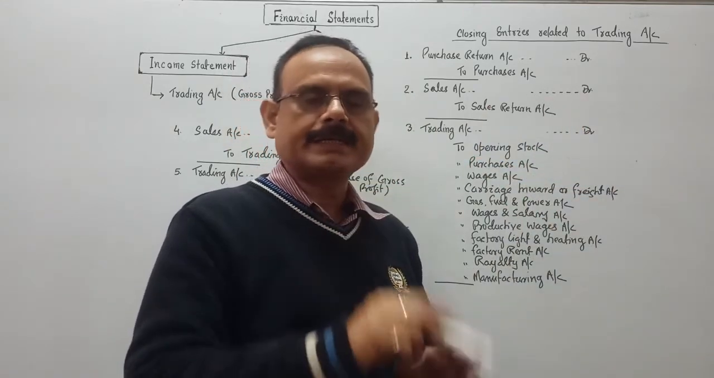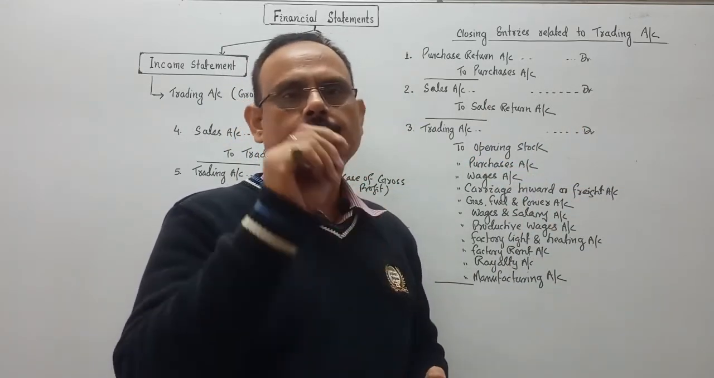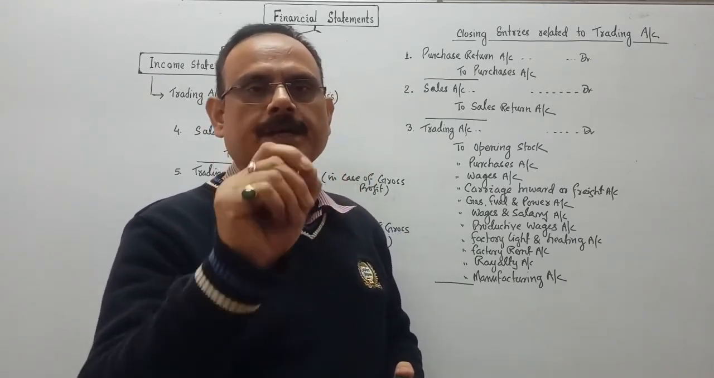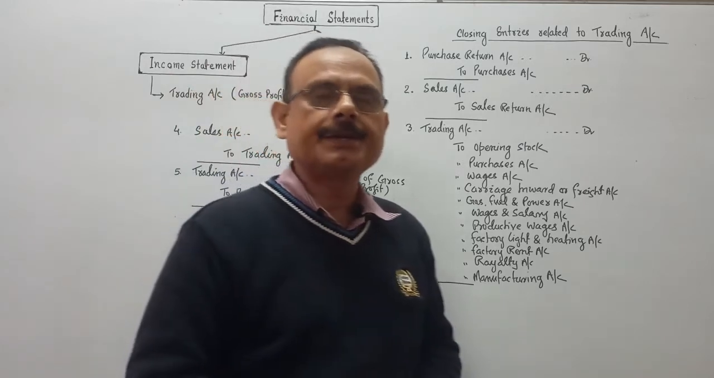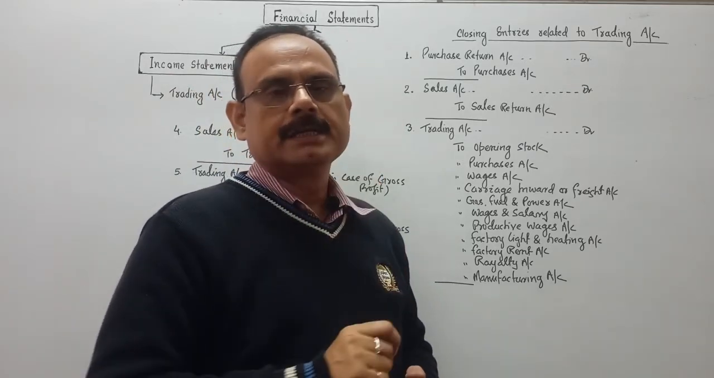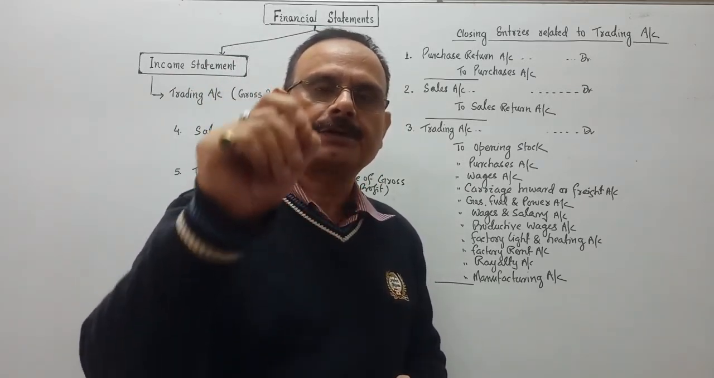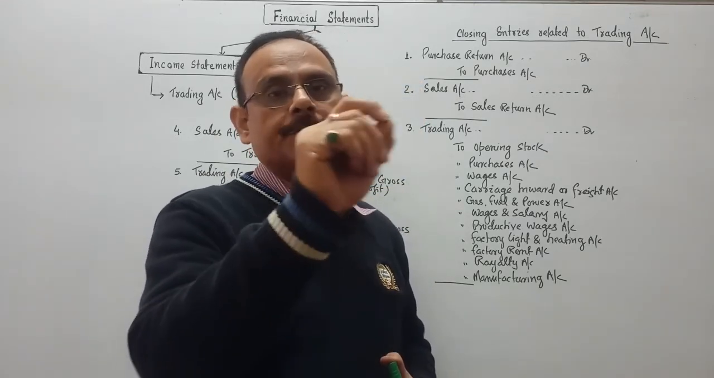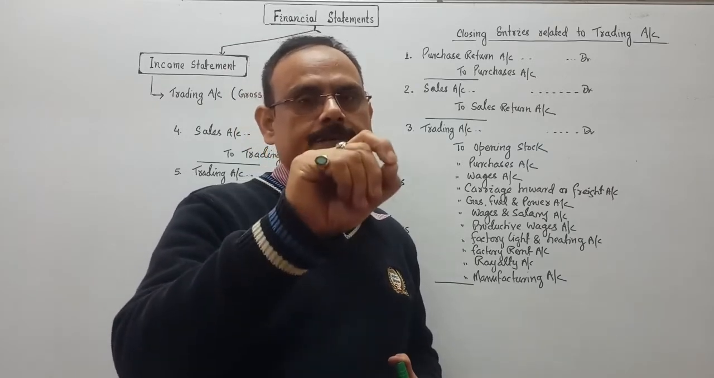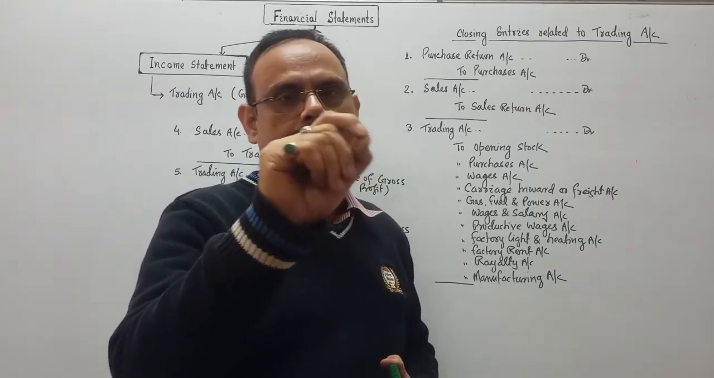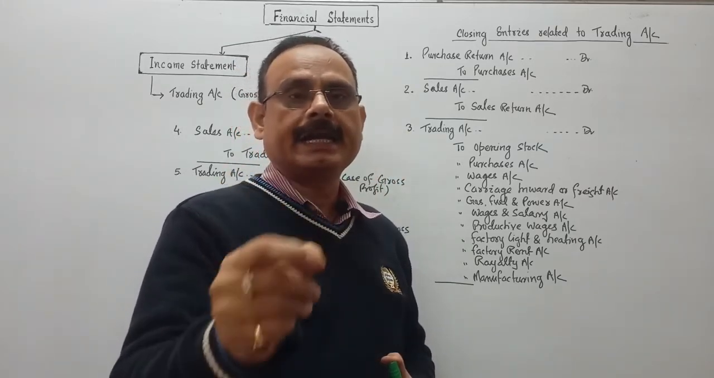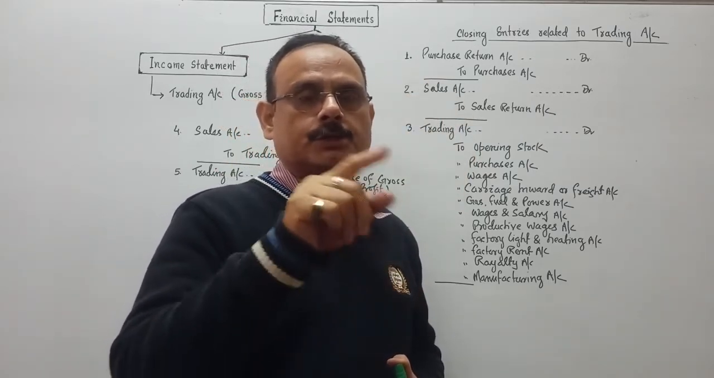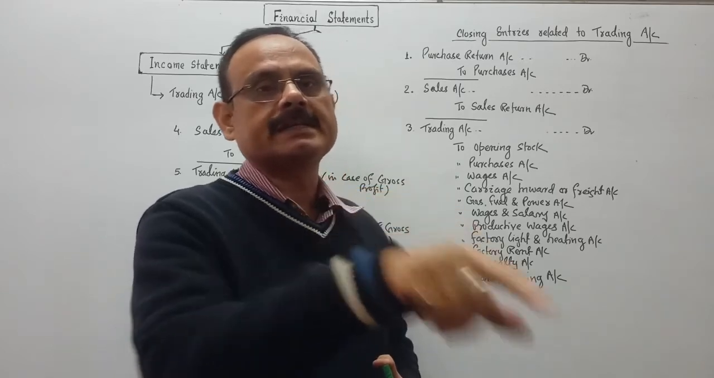So purchase return account debit to purchase account. Closing of the ledger of purchase. It's a closing entry for the purchase return. Similarly, closing entry for the sales return. Sales return has a debit balance. So when we close the sales return, we have to credit the sales return and debit the sales account. It means sales return account is closed by transferring to the sales account.